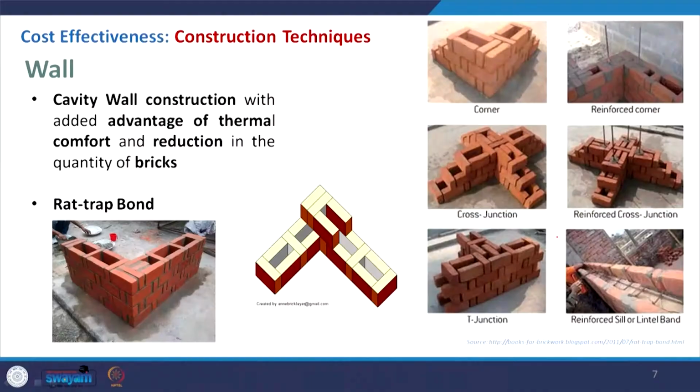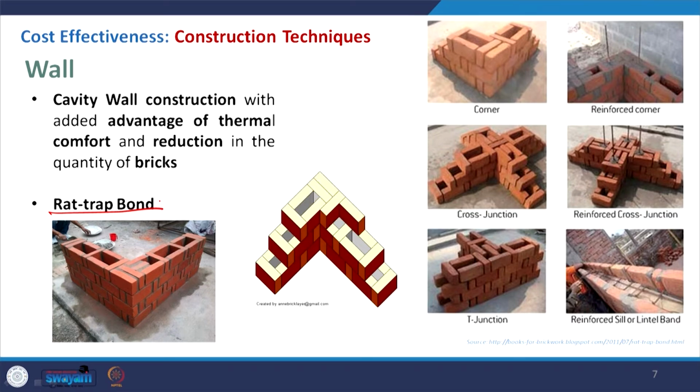At the same time, that cavity will also act as an insulator. So, that is a dual added advantage to that, and one such cavity wall construction that is there in this slide is called rat trap bond. And here you can see this GIF image I have picked up from the internet. So, here you can see how it is being laid.